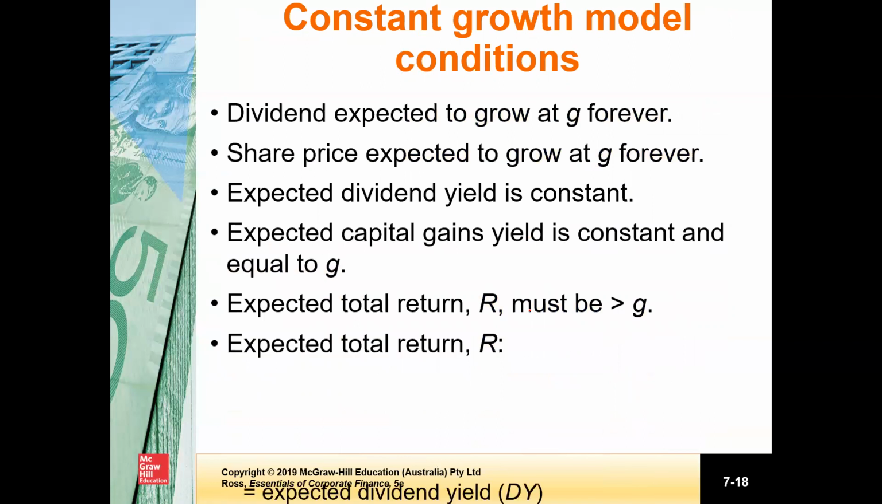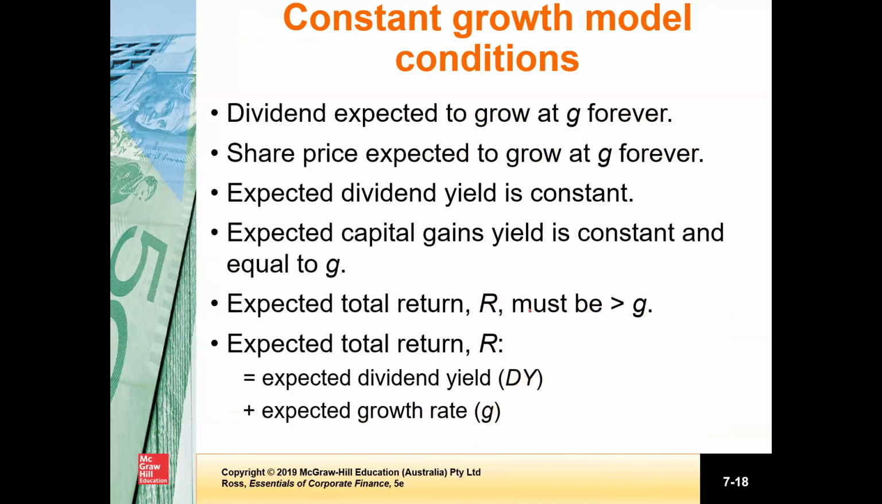Now, just a couple of points about using this constant growth model. We use the constant growth model when we expect the dividend to grow forever at a constant rate. This is one condition: the dividend will grow at a constant rate. And as the dividend is expected to grow at a constant rate, the share price should also be expected to grow at a constant rate.